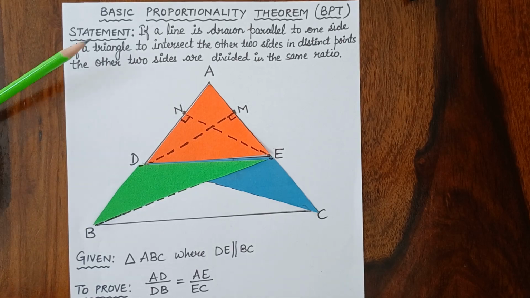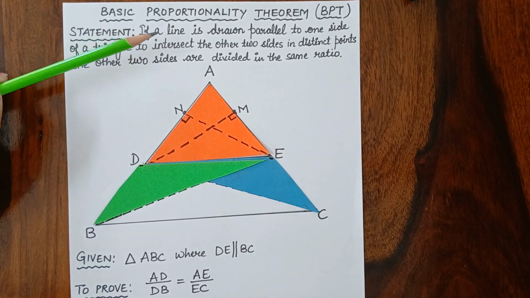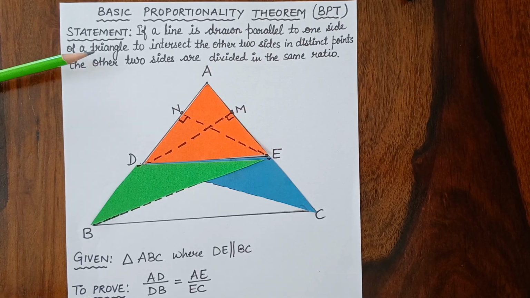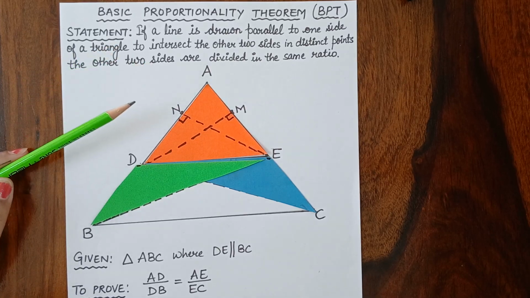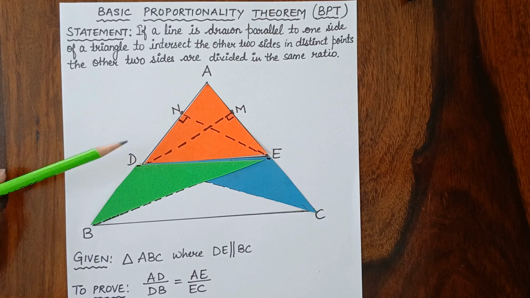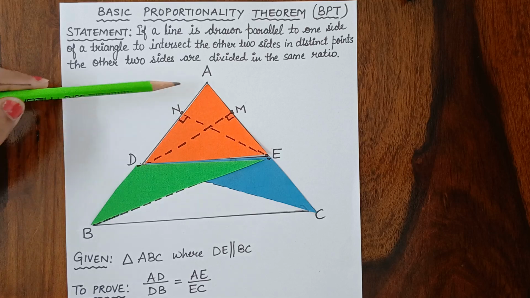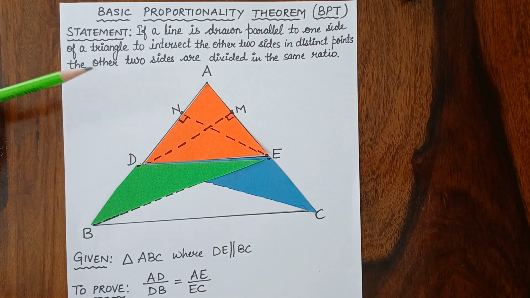In this video, we are going to learn the basic proportionality theorem in 3 simple steps. The statement of the theorem says, if a line is drawn parallel to one side of a triangle to intersect the other two sides in two distinct points, the other two sides are divided in the same ratio.